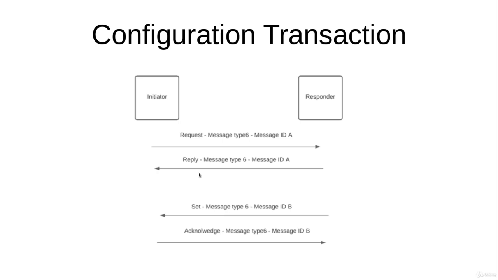A configuration transaction is defined as one or more transaction exchanges, each consisting of two messages. The first is either a set or a request, and the second is either an acknowledge or a reply, respectively. The request reply allows a host to request information from an informed host, which we will refer to as a configuration manager.